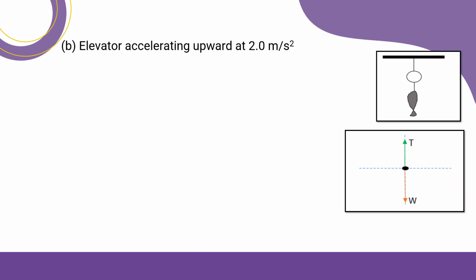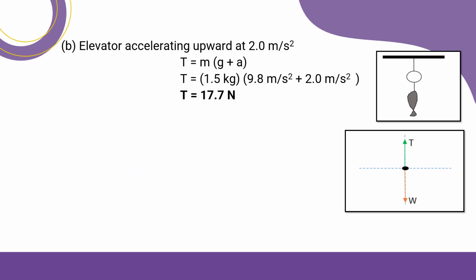Now, if the elevator is accelerating upward at 2 meters per second squared, we're going to use this formula: tension is equal to mass multiplied by gravity plus acceleration. So we're going to add the 2.0 meters per second squared because the acceleration is upward. Substituting our values, that would be 1.5 kilograms multiplied by 9.8 plus 2 meters per second squared. So our tension is 17.7 newtons. Now, there is a greater tension, hence the fish would feel a little bit heavier.